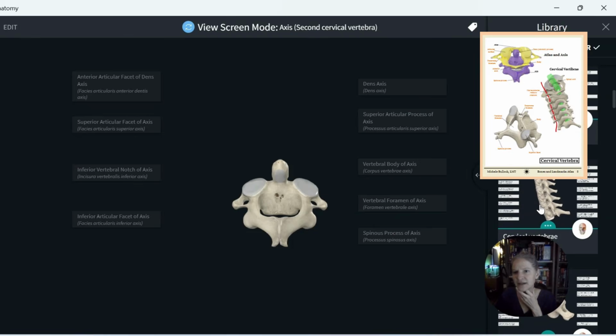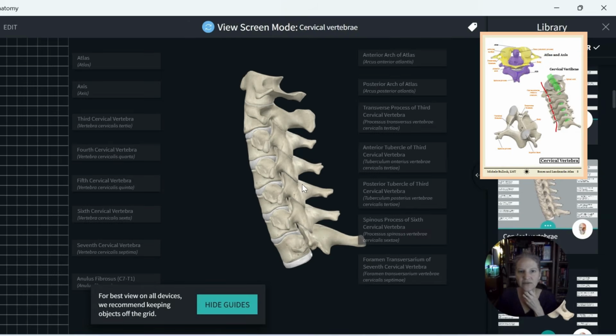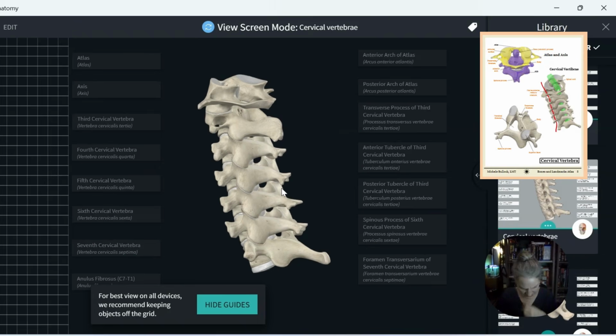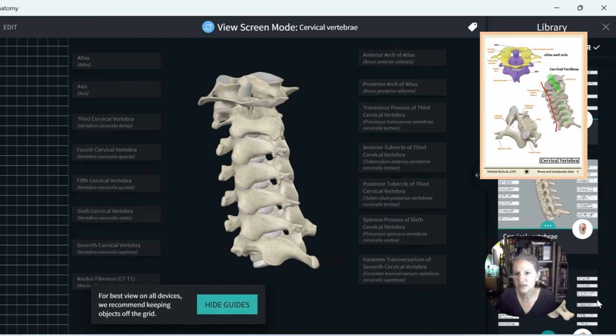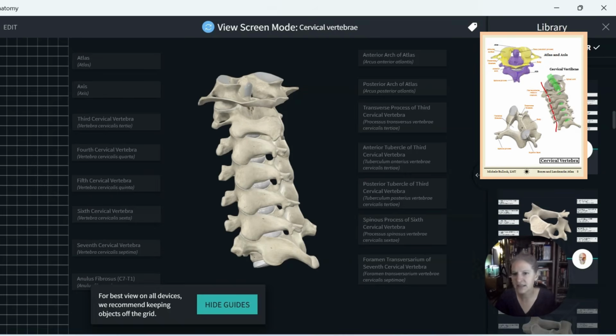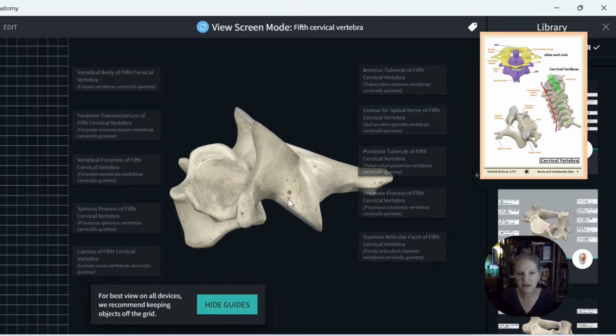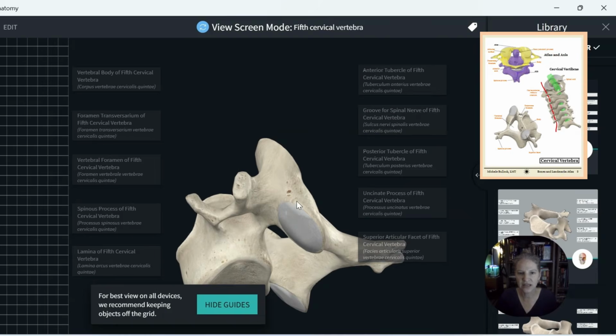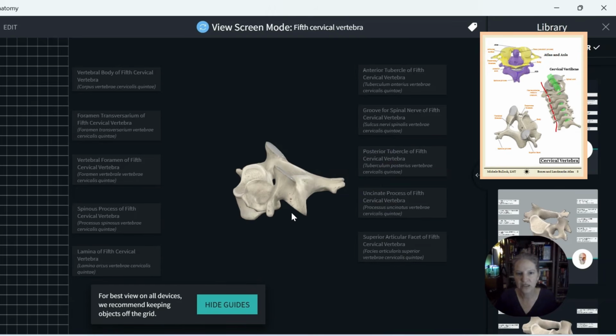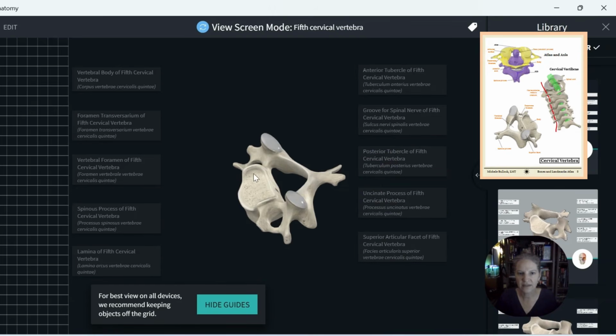There's a cervical vertebra. So that's how they all sit together. Okay, so a typical cervical vertebra. Let's look at the fifth one. Here's the superior facet, and here's the inferior facet. That's how those vertebrae stack together. This part is the body. And then, of course, we've got the spinous process here.